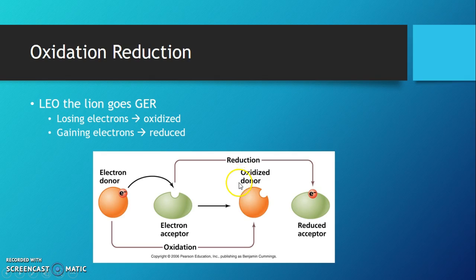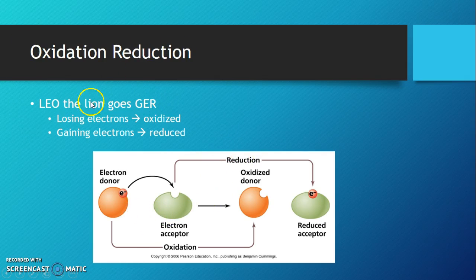A lot of other people know OIL RIG, so oxidized is lost, reduction is gained. But I don't like that one because you don't know what the thing you're losing is. You just say oxidized is lost. But Leo the Lion says if you're losing specifically electrons, then you're oxidized, and if you're gaining specifically electrons, you're reduced. OIL RIG confused me a couple times, so I find this is a better mnemonic to remember it by.